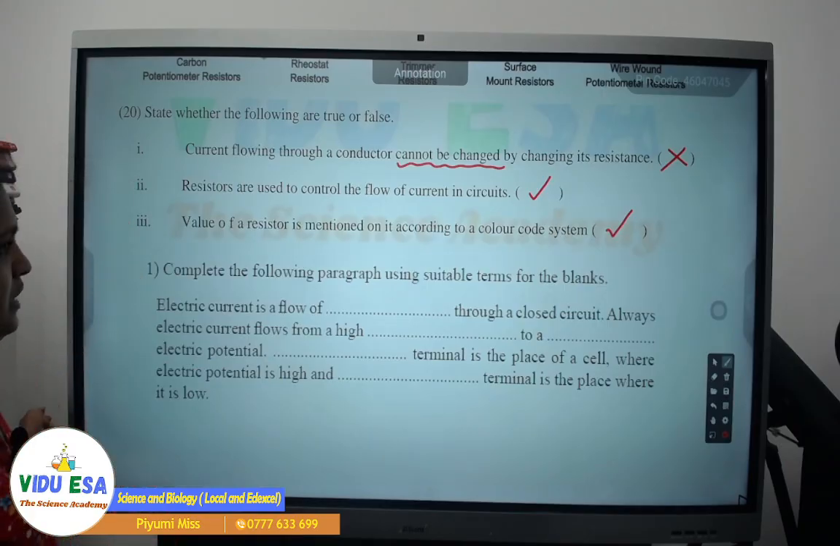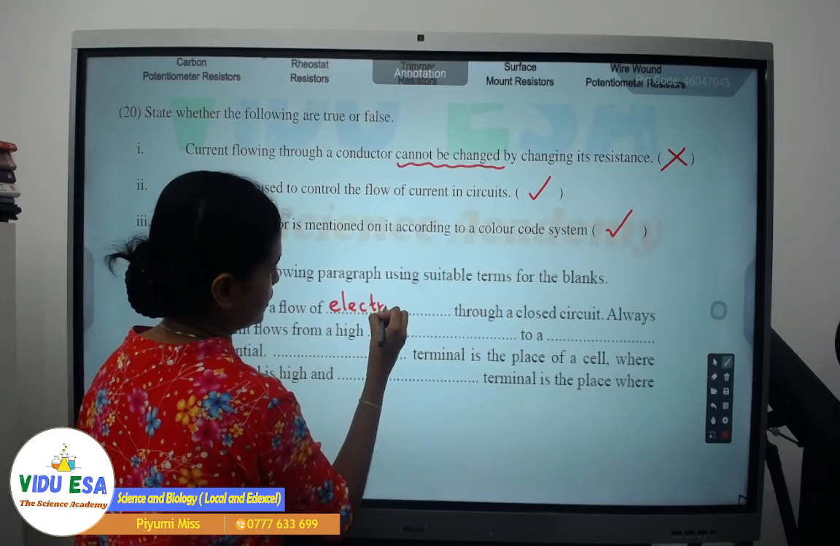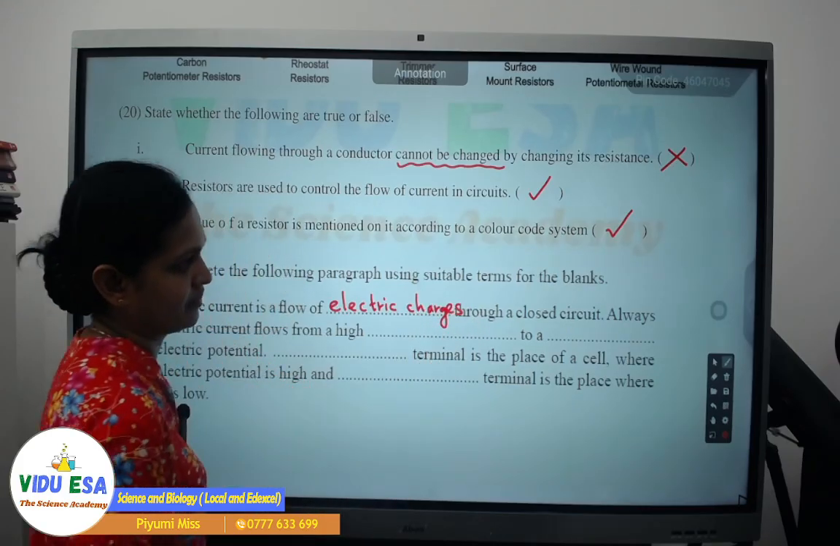Complete the following paragraph. The first sentence. Complete it and tell me. Senudi. Electric current is the flow of electric charges. Electric charges through a closed circuit.